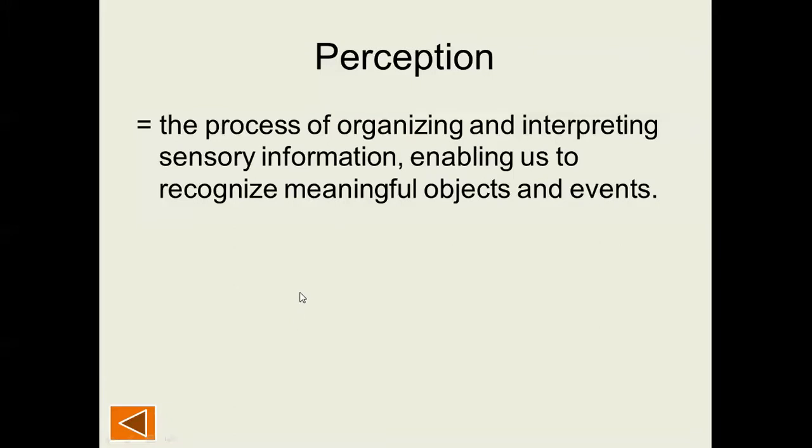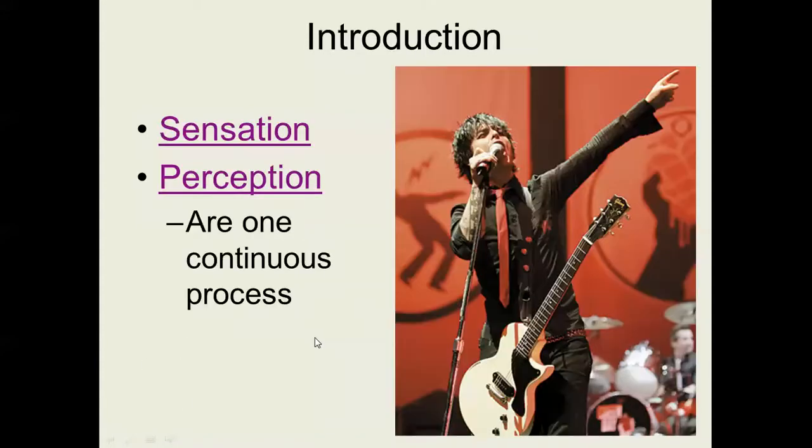Perception, on the other hand, is the process that our brains and our bodies go through when we organize and interpret this sensory information. And this enables us to recognize meaningful objects and events. Both of these are one continuous process.